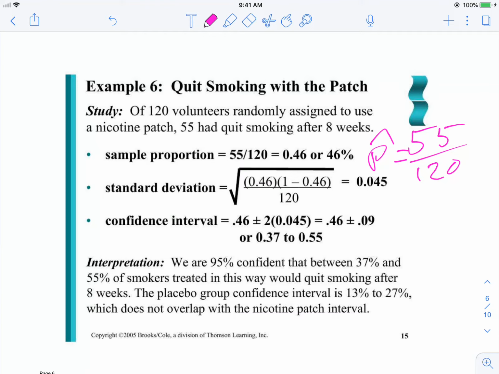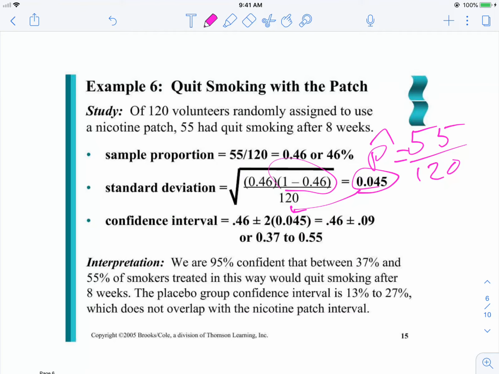You can see the standard deviation calculation, multiplied by the complement, divided by 120, take the square root. Here's our sample standard deviation, multiplied by 2 to create the 95% confidence interval. So 46% plus or minus 9% gives us a confidence interval. We are 95% confident that between 37 and 55% of smokers treated this way with a nicotine patch would quit smoking after 8 weeks.